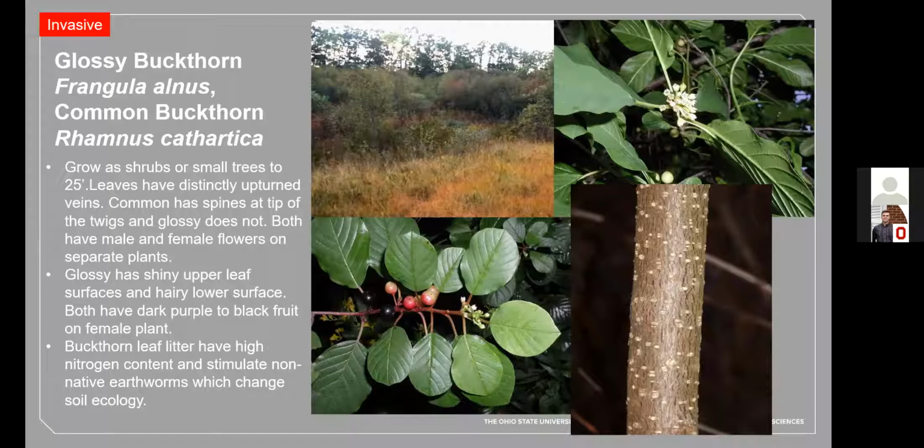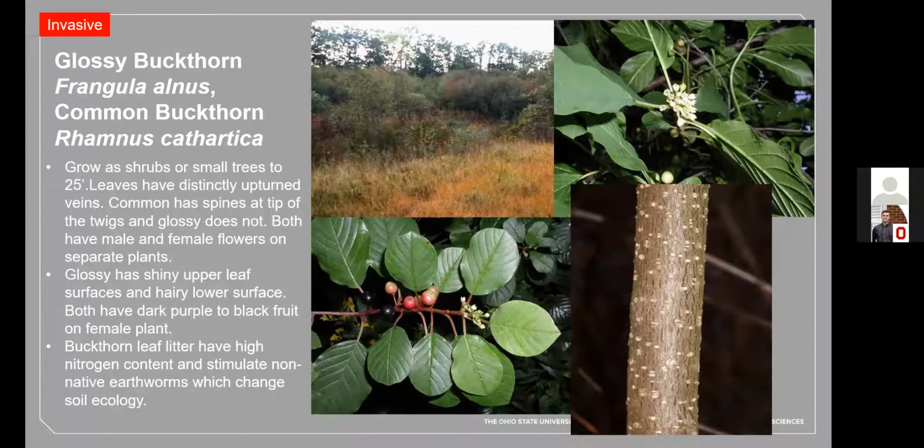Both can grow as multi-stemmed or single-trunked trees up to 20 feet. Foliage is the key to identifying these, with simple alternate oval leaves ending in a tip with smooth leaf margins and 8 to 10 pairs of veins curved up towards the tip. The terminal buds are in pairs resembling the hoof of a buck, giving rise to the common name buckthorn.